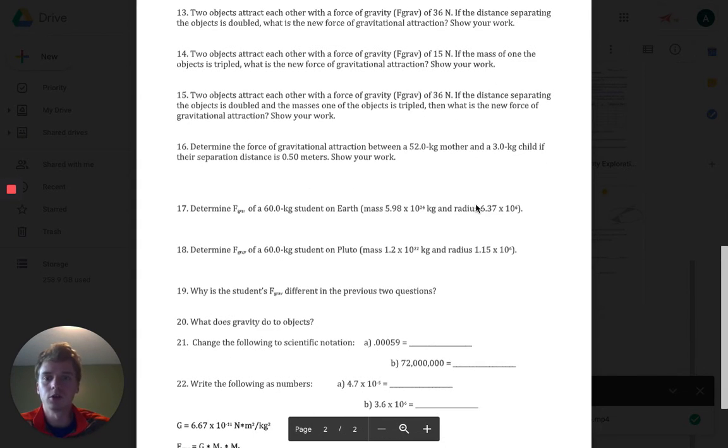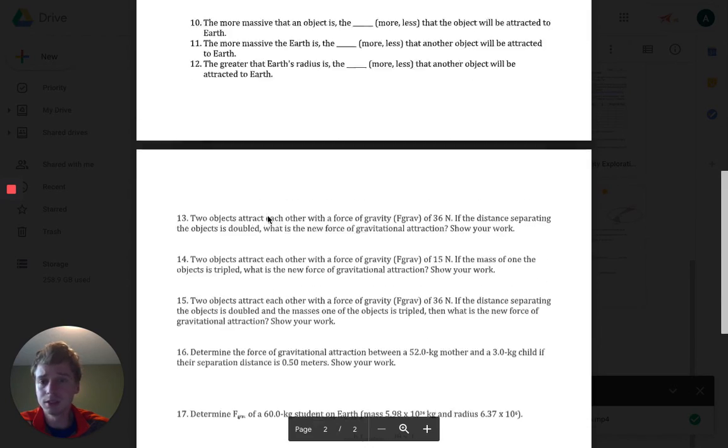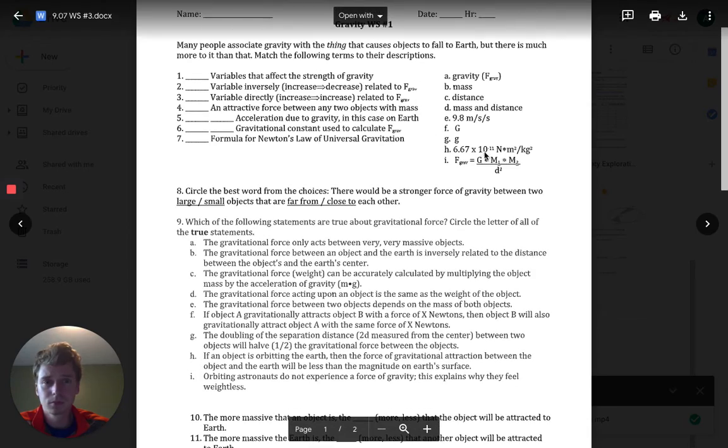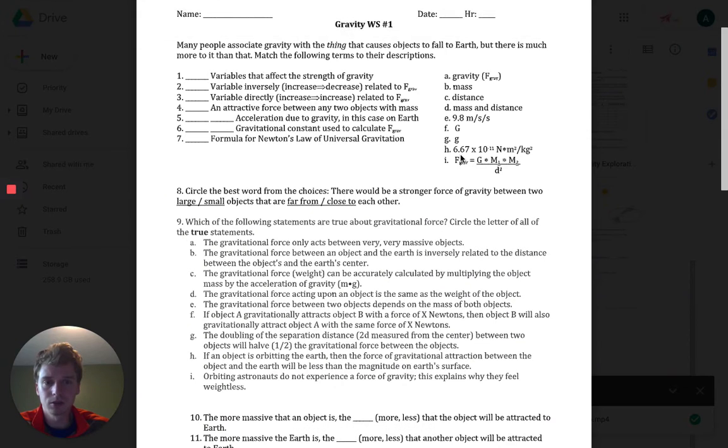Right. So for number 17, determine the force of gravity of a 60 kilogram student on Earth, which has a mass of 5.98 times 10 to the 24th kilograms and a radius of 6.37 times 10 to the 6th meters. So there's my distance, there's mass 1, here's mass 2. So the only thing else I'm going to need is my gravitational constant. Right?